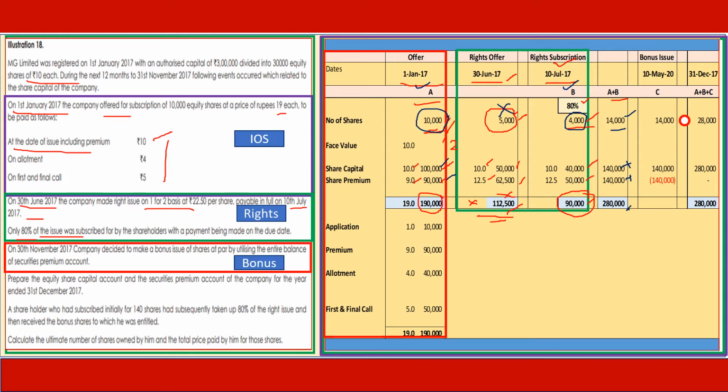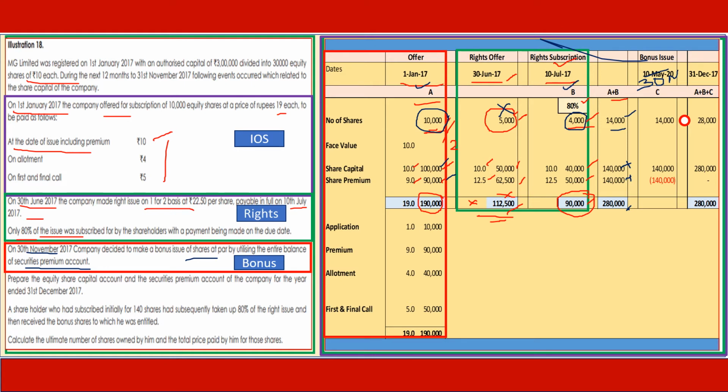Let us go to the third aspect of it, that is a bonus issue. What does it state? On 30th November 2017, this should be 30th November 2017, the company decided to make a bonus issue of shares by utilizing the entire balance of security premium.